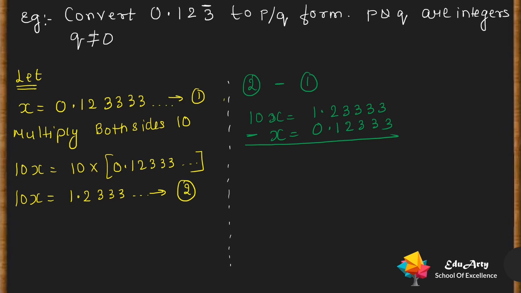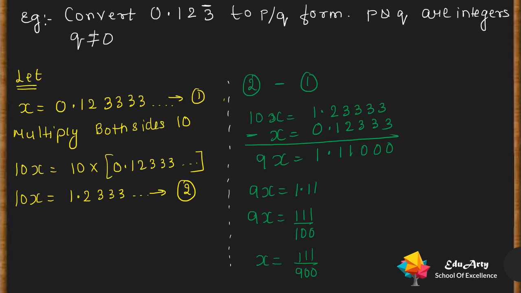10x minus 1x, you will get 9x, and this is equal to 1 minus 0, you will get 1, 2 minus 1, you get 1, 3 minus 2, you will get 1, and after that you will get all 0s, correct? So this will basically be 9x is equal to 1.11, right? That means 9x is equal to 111 by 100. x is equal to 111 by 900, correct? This 9 can be brought into the denominator and we can multiply that, so you will get 900.